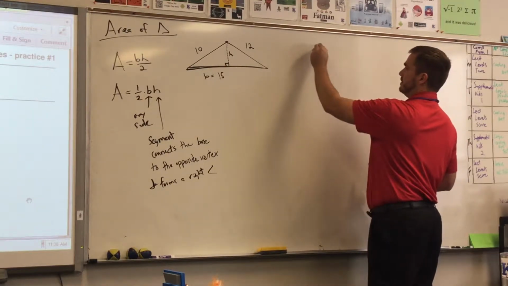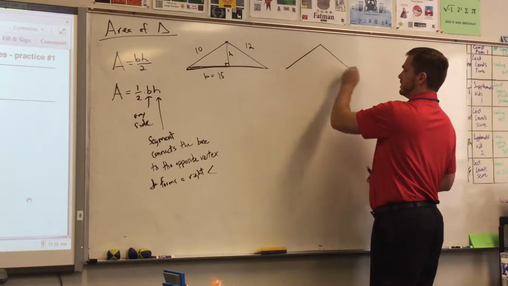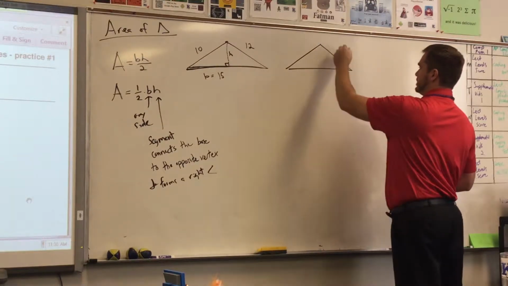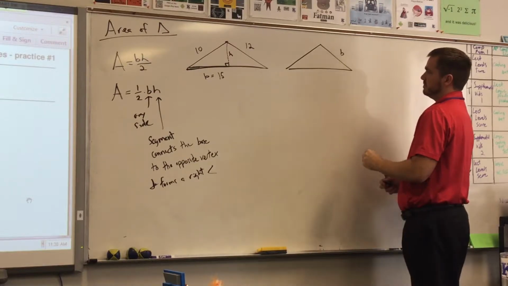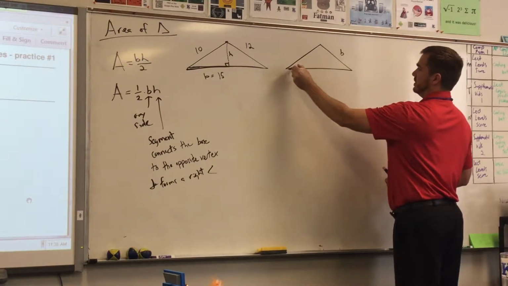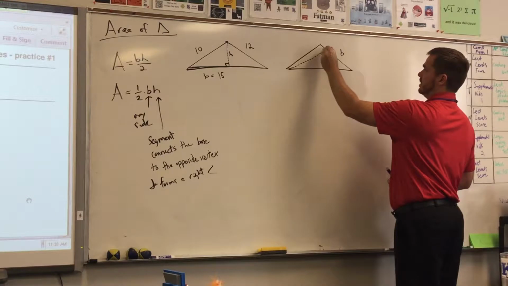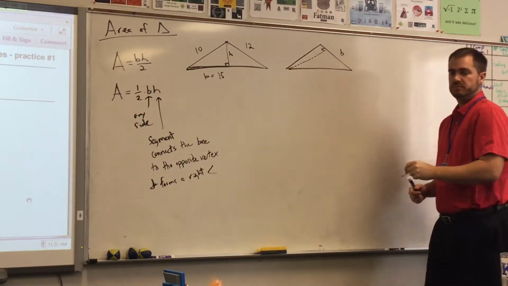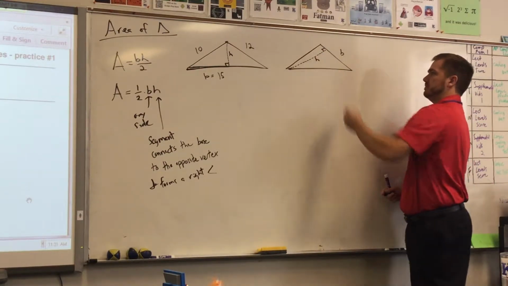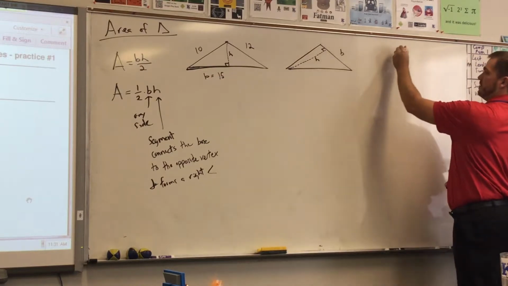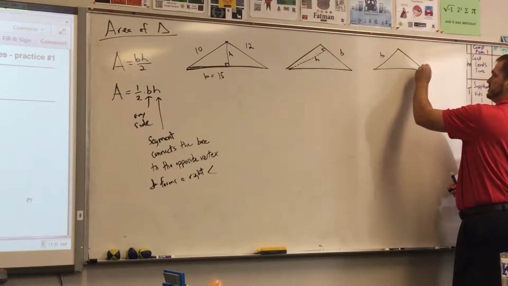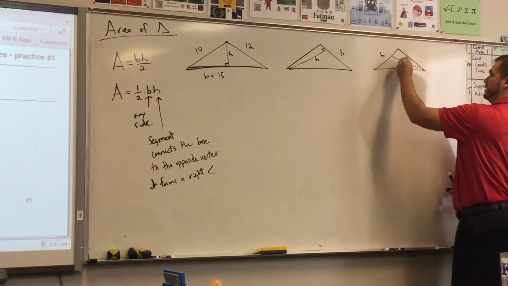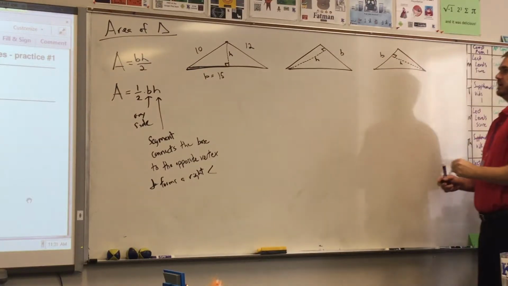So let's go ahead and draw the same triangle, or almost the same way. If I had chosen this one over here to be the base, then maybe something like right there would be the height. And if I had chosen this over here to be the base, then that would have been the height.